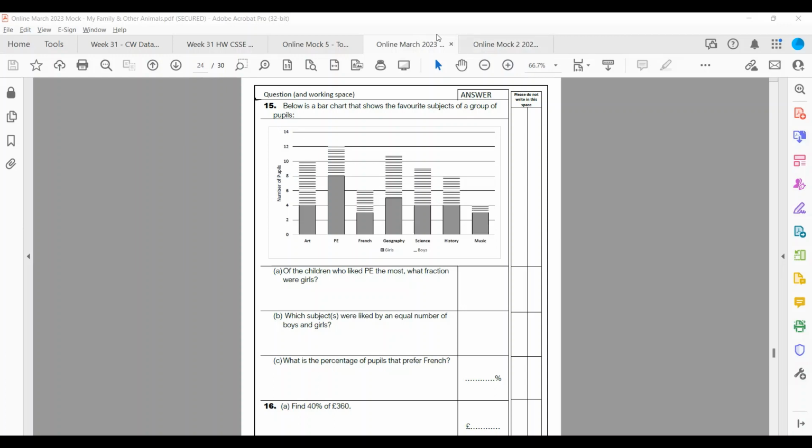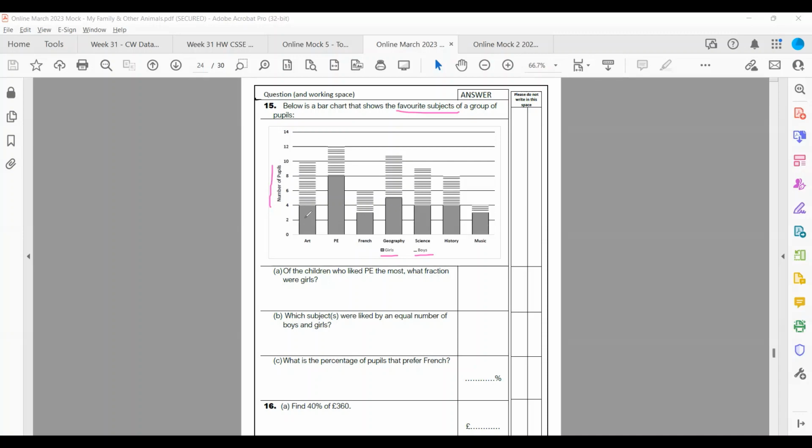So in this first question here, we have a bar graph and we're told it shows the favourite subjects of a group of pupils. We have a key. The solid part of the bar belongs to girls and the dashed part of the bar belongs to boys. On the y-axis, we are told this is the number of pupils, so it's going up in steps of 2. And across the bottom here, we have the subjects. So the first thing to do is to probably annotate the graph so you can see.